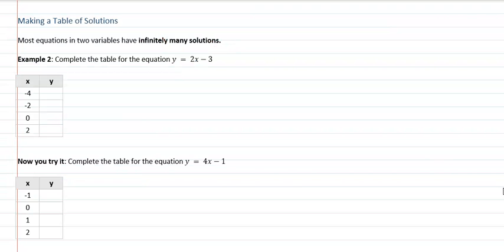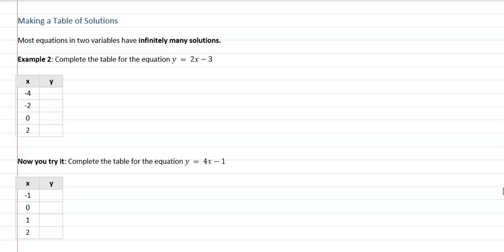Okay, so now we're going to look at making a table of solutions. One thing to remember is that most equations in two variables have infinitely many solutions. This is the first time we've looked at two variables. Both x and y are unknown, and they can both change. They're just related to each other through the relationship that has been created by this equation.